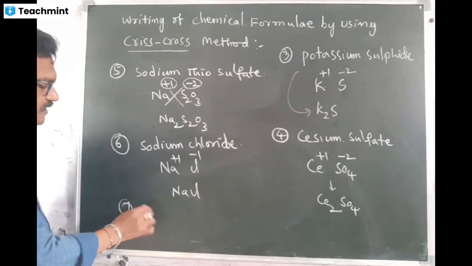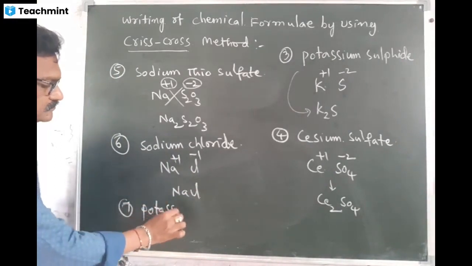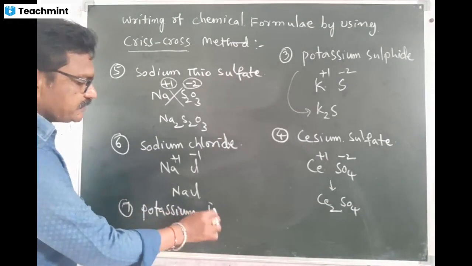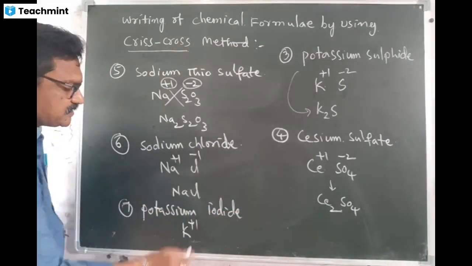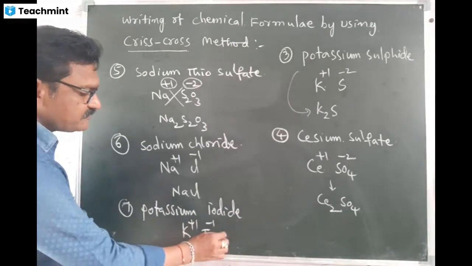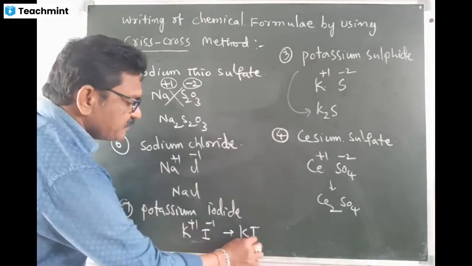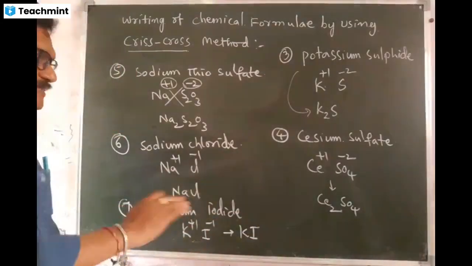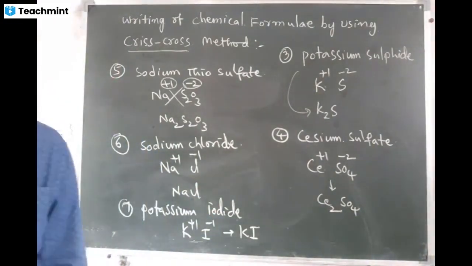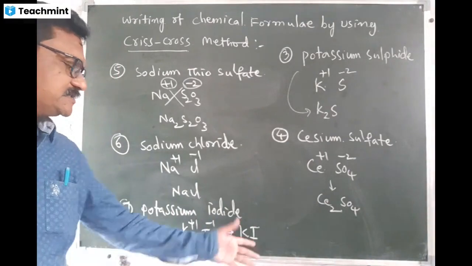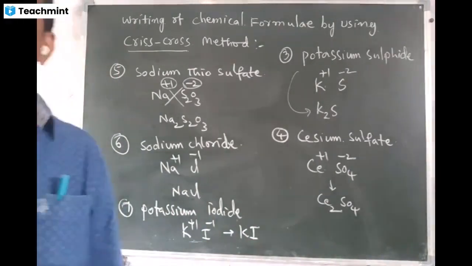Then the seventh one, potassium iodide. Potassium means K+1, iodide means I-1. Then the formula should be KI. Whenever both plus and minus charges are equal, you write it as it is, because K1 I1 is equal to KI. K1 I1 means KI.